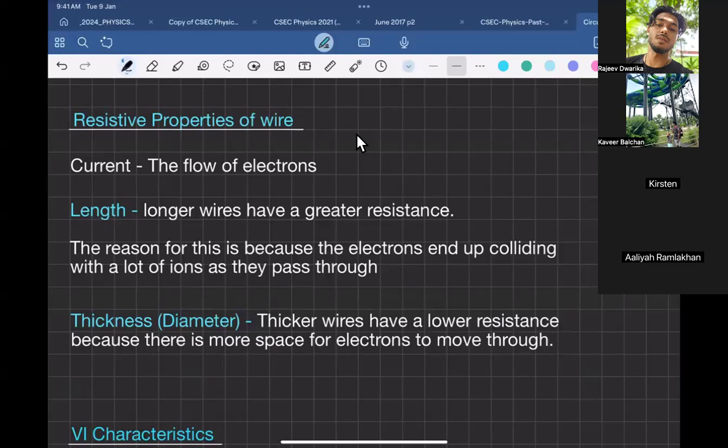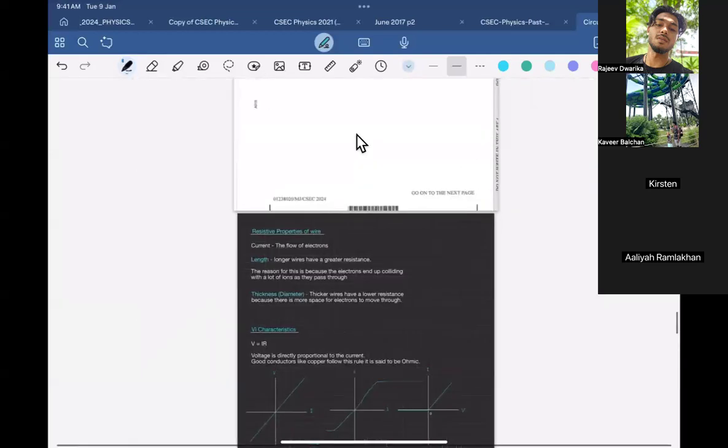All right, you all have this copied down. Resistive properties of wire. Alia, you have it copied down? Yeah, finished. Justin, what about you? Yeah. Right. So let me pick it up.